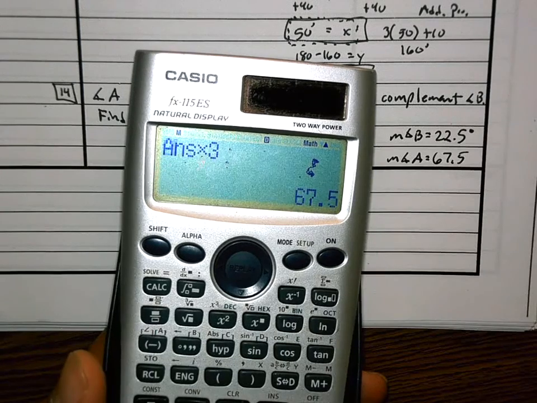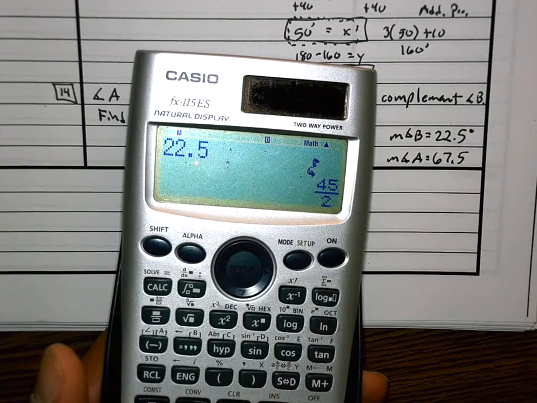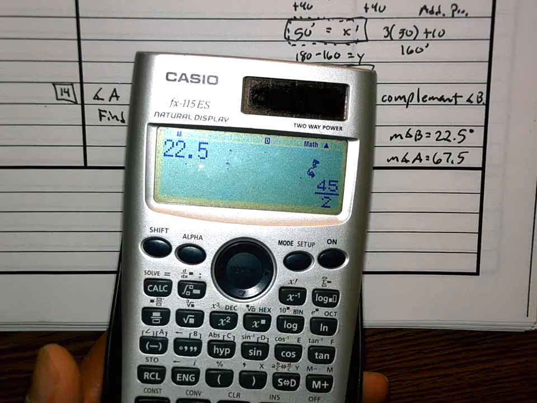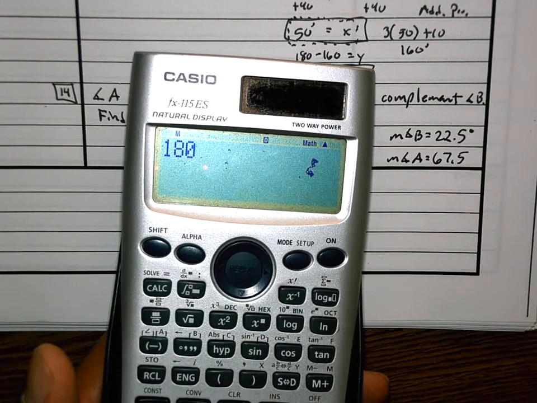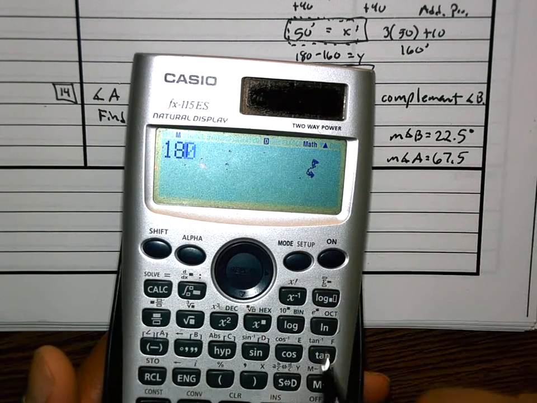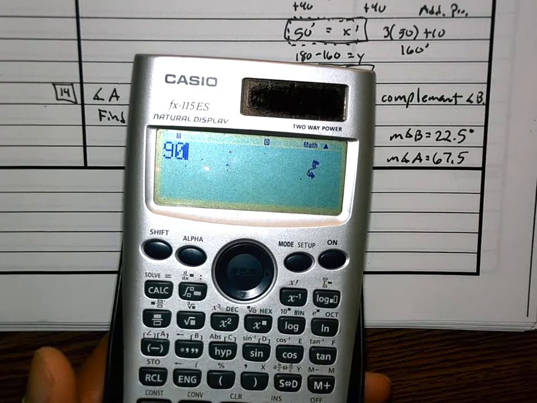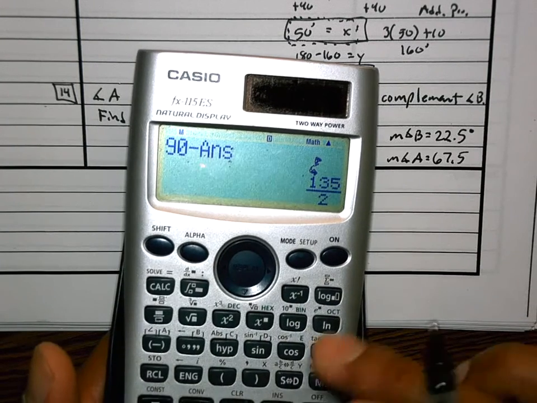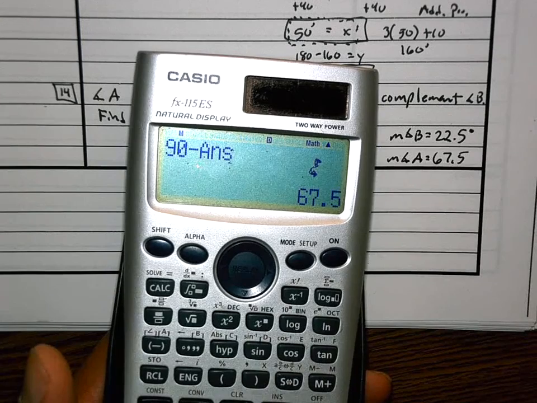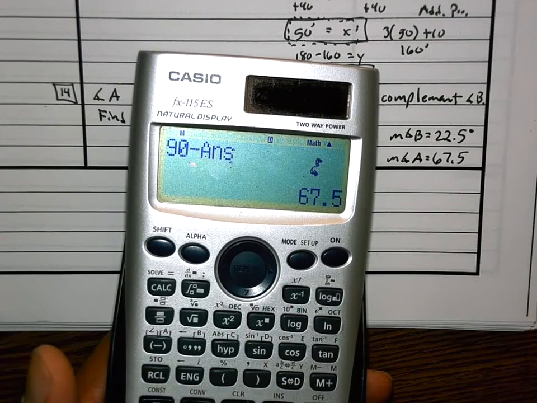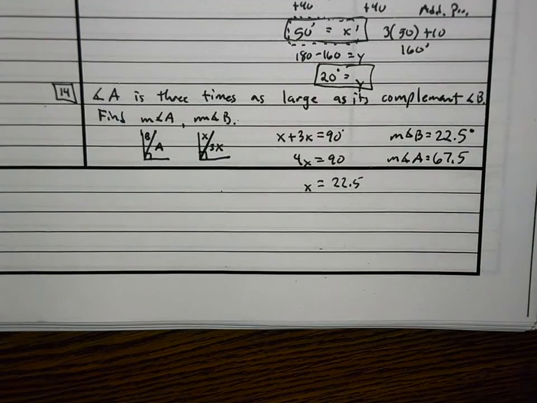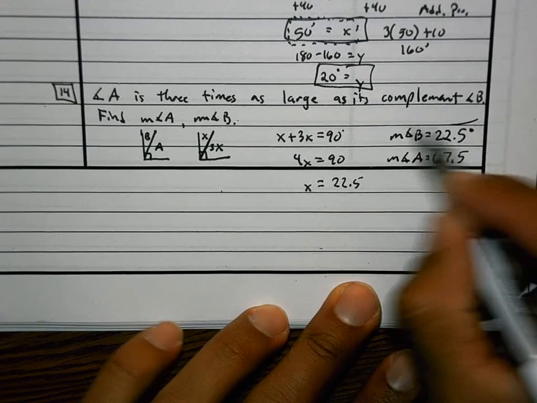But somebody said subtract, so here's my 22.5. I'm going to take 180 degrees. Nope, it's not 180, Mr. Paramo. It's 90. 90 degrees minus my answer. And I get the same one. So that's good. That's good to know. Here are 2 answers for number 14.